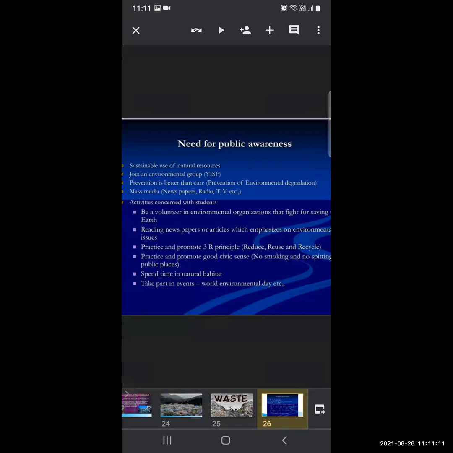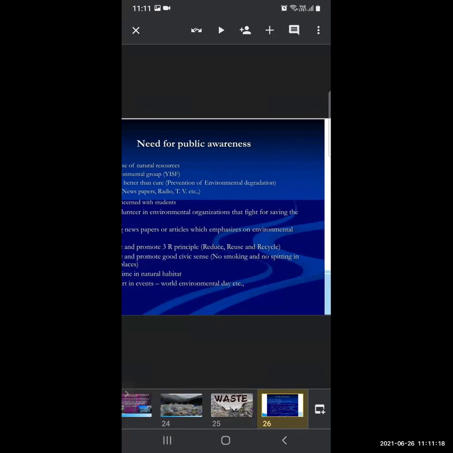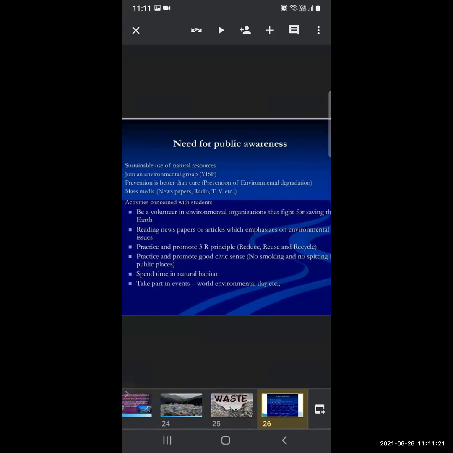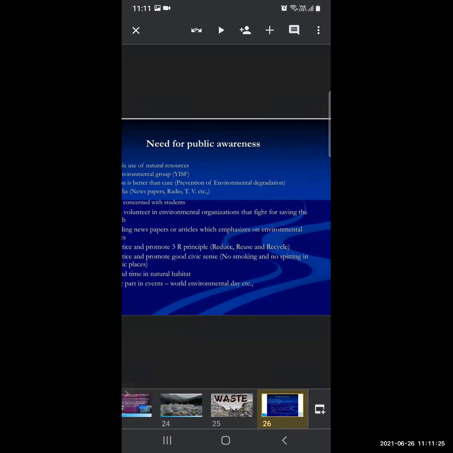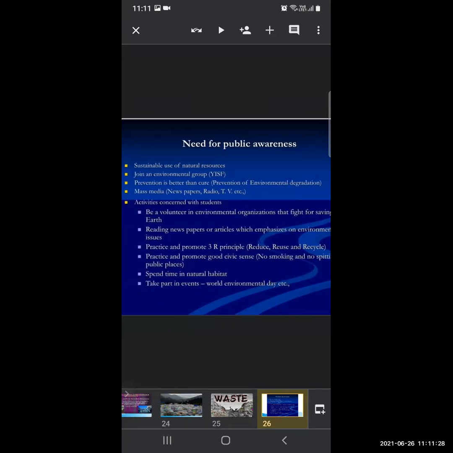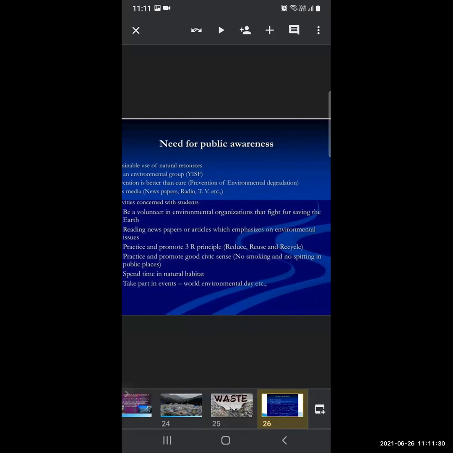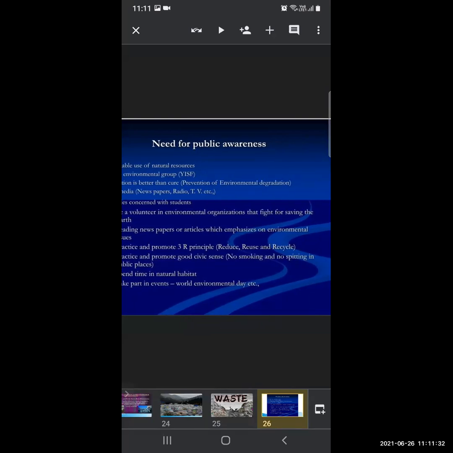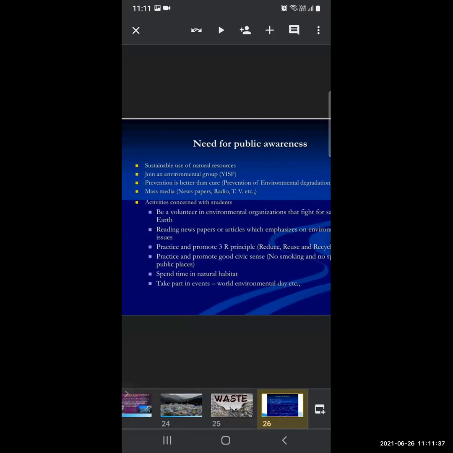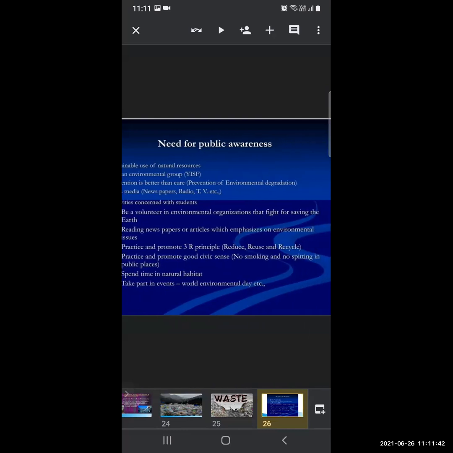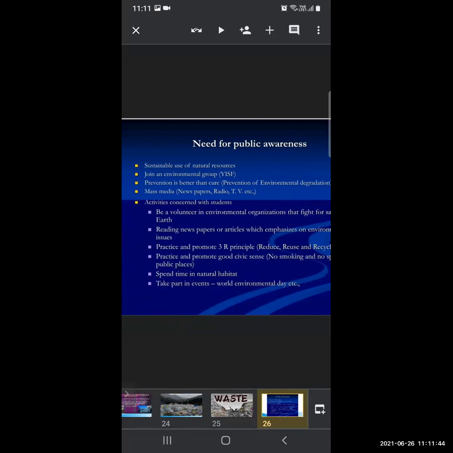Activities concerned with the students: be a volunteer. What you have to do as a student is be a volunteer in an environmental organization that fights for saving the earth, read newspapers or articles which emphasize environmental issues, and practice and promote the 3R principle. What is the 3R principle? Reduce, reuse and recycle. Then practice and promote good civic sense: no smoking and no spitting in public places.